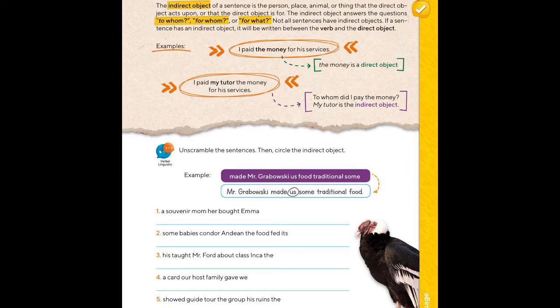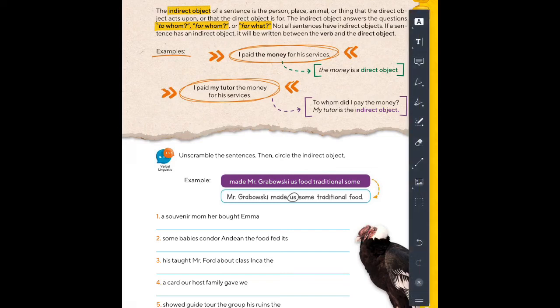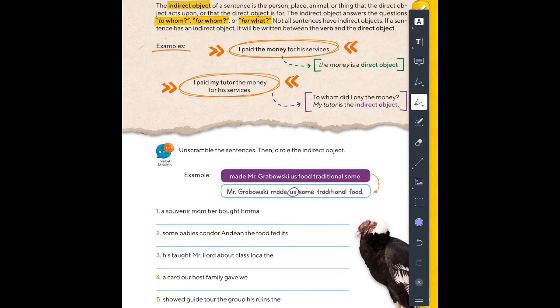Now here we are going to see indirect object. The indirect object of a sentence is the person. Let's underline the things that are important. Is the person, place, animal, or thing that the direct object acts upon, or the direct object is for. So the indirect object answers the questions to whom, a quién, or for whom, para quién, or for what, para qué. Not all sentences have indirect objects.